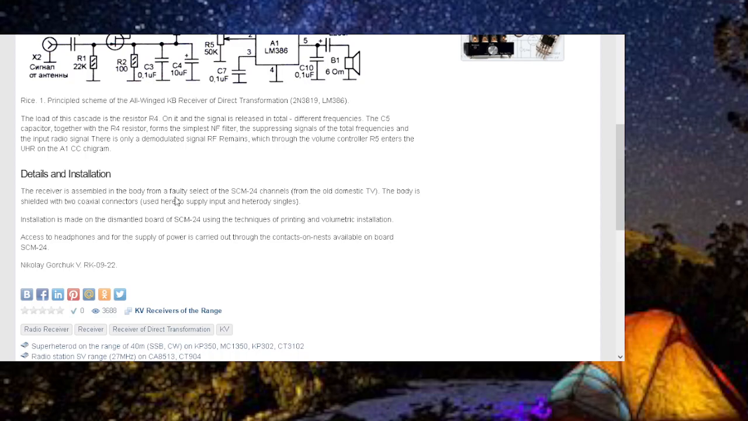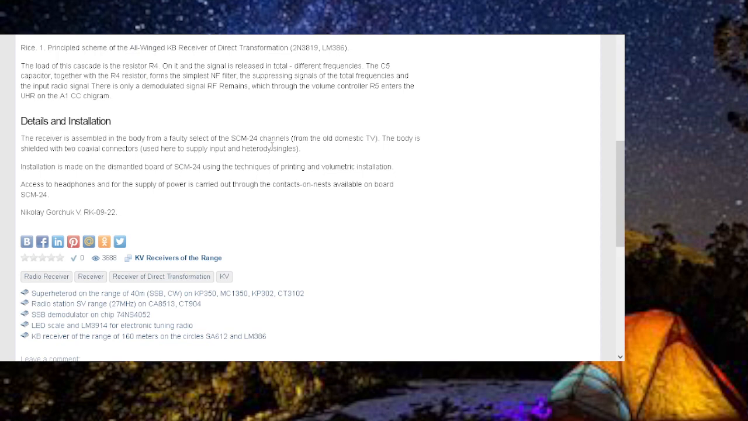The receiver is assembled in the body from a faulty select of the SM24 channels from the old domestic TV. The body is shielded with 2 coaxial connectors used here to supply input and heterodyne signals. Installation is made on the dismantled board of SM-24 using the techniques of printing and volumetric insulation.